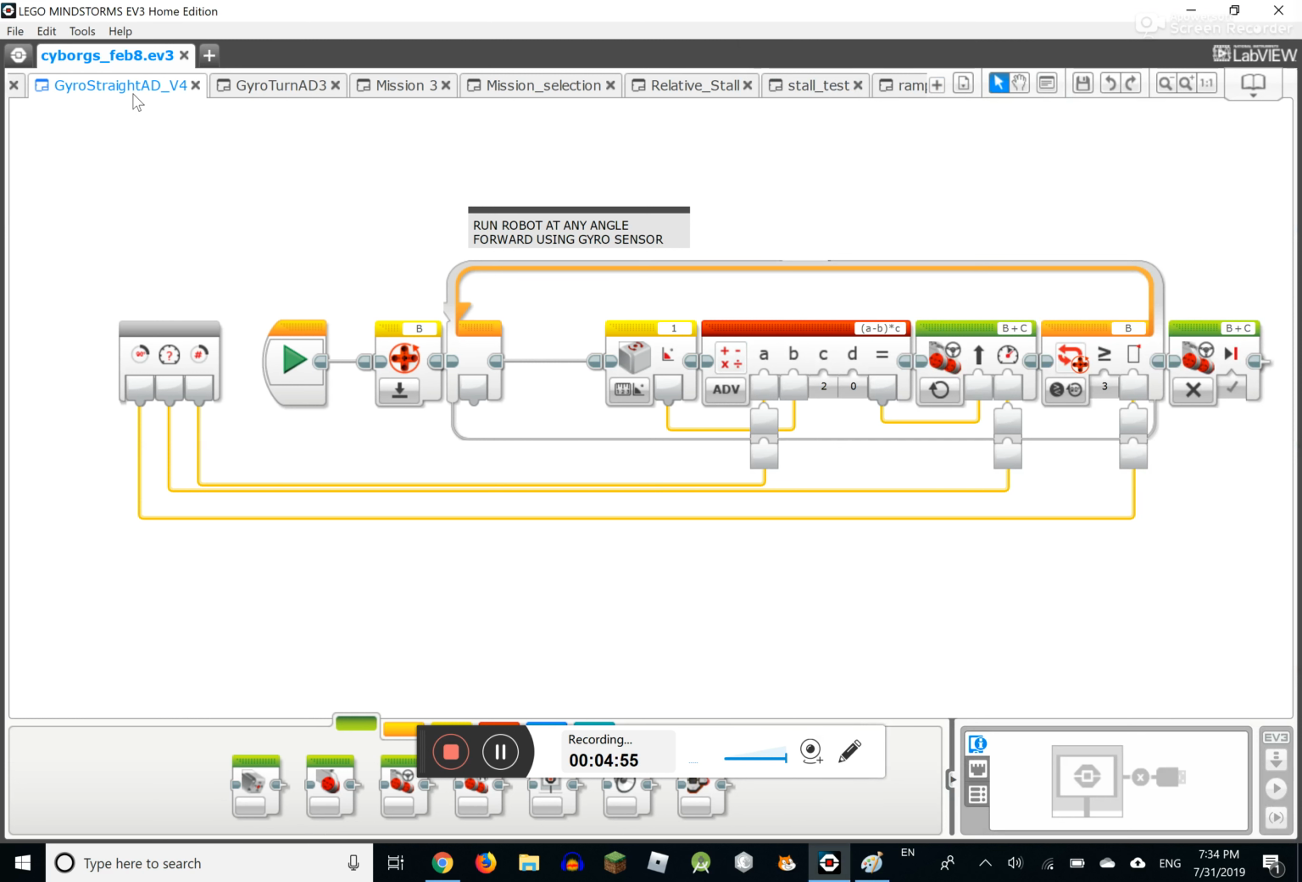And that's basically how our GyroStraight works to correct the angle of your robot. And next time I'm going to show you guys our gyro turn.